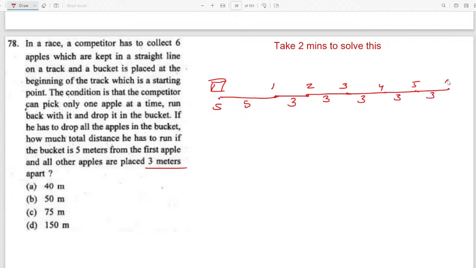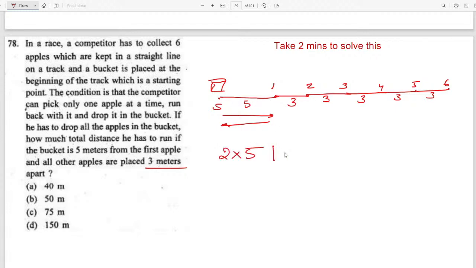This is 3 and this is the sixth apple. So if the competitor has to pick an apple here, for the first apple, he has to go like this. He has to take the apple and come back. So the total distance he has covered would be the distance while going and then the distance while coming. Since the distance on both sides is equal, in this case it is 2 into 5 for the first apple.